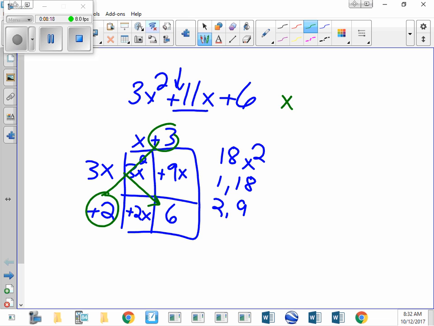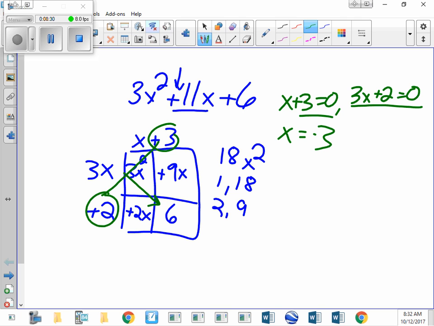So I now have x plus 3 equals 0 and 3x plus 2 equals 0. What is the root here? Negative 3. And this one's a little bit harder. What do I do? Subtract the 2, divide by the 3, and I get negative 2/3. And just like we said, one of them is a fraction.